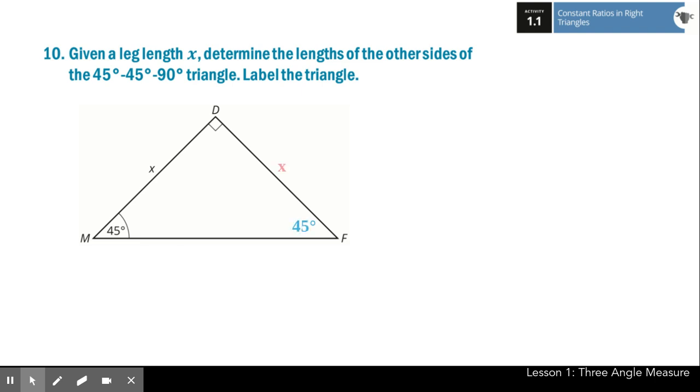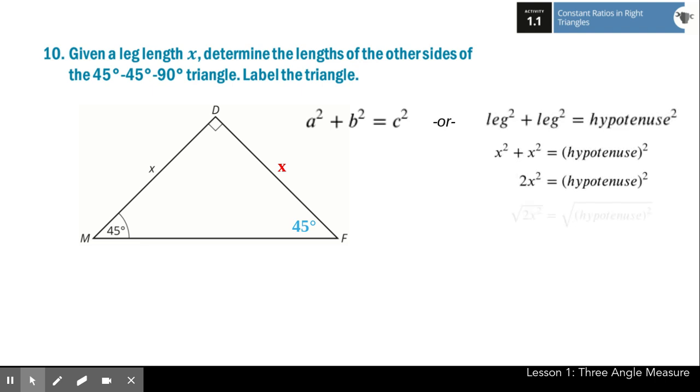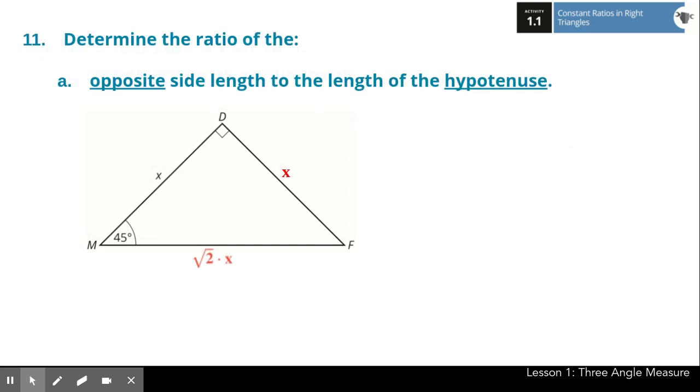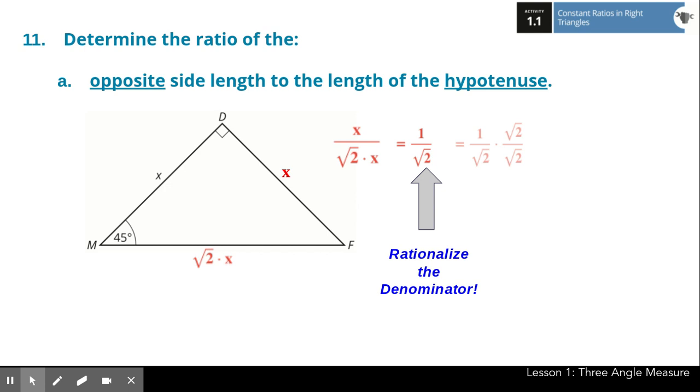So if they're both 45, 45, 90, then I know my two legs are the same length. So x and x. And then from there, if we use Pythagorean theorem, we will quickly figure out that the hypotenuse is radical 2 times x. So go ahead, pause, get that into your notes. Number 11, determine the ratio of, first, the opposite side length to the length of the hypotenuse. So we're going to set up ratios here. I'm going to go through this, and then you can go ahead and pause your notes and get this into your workbook.